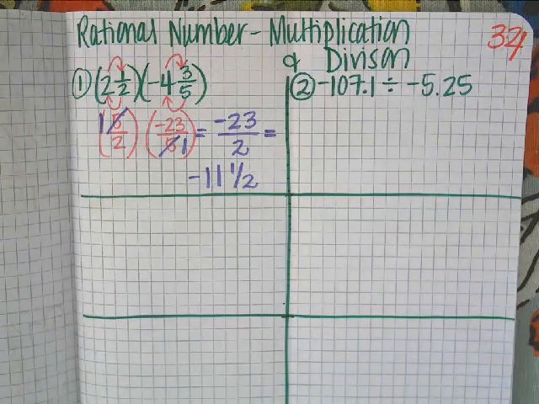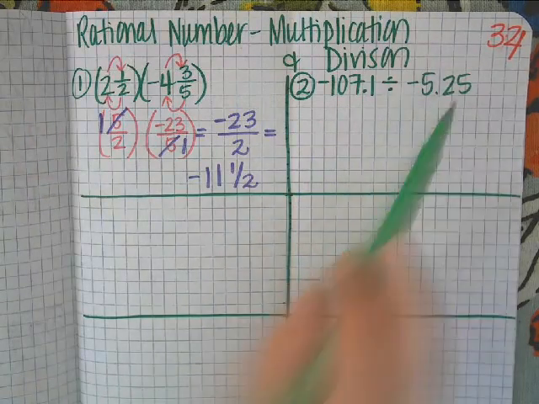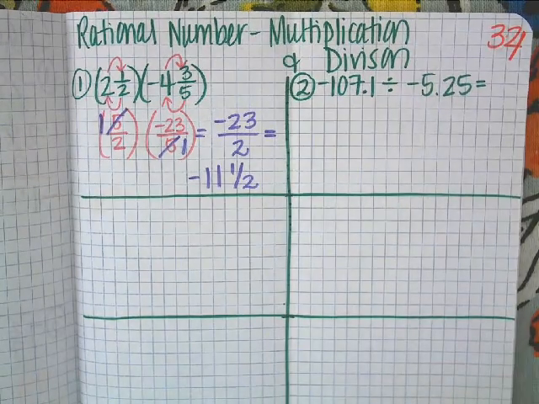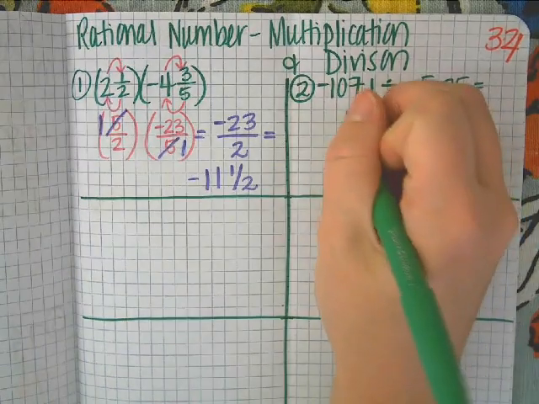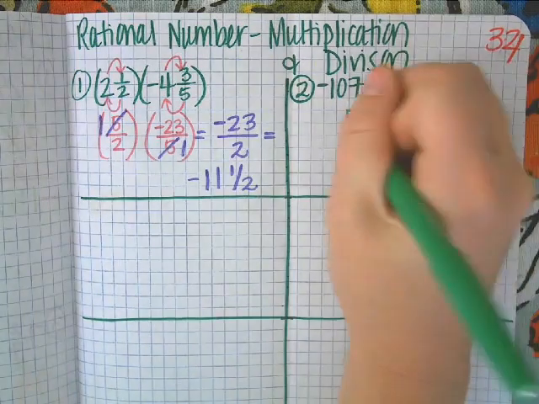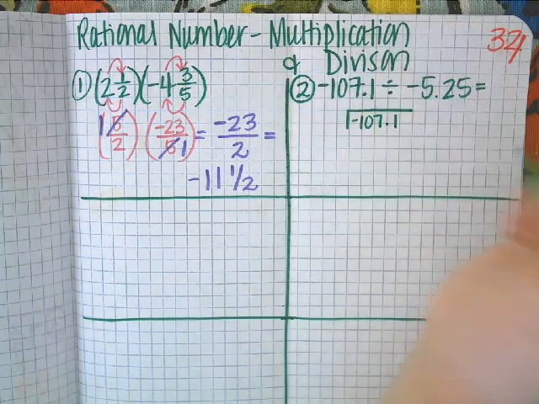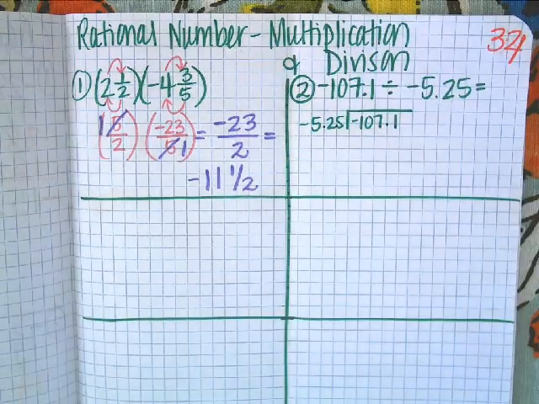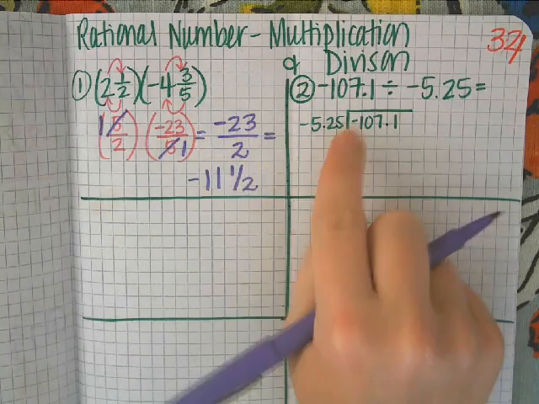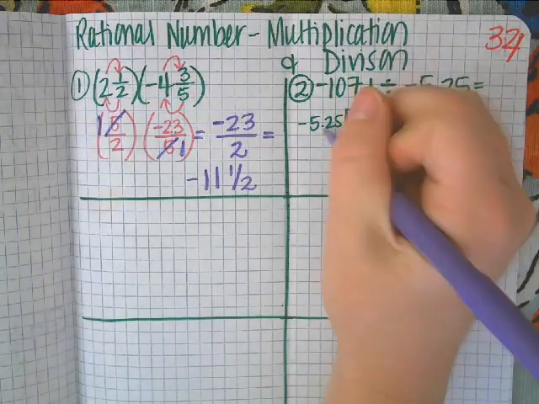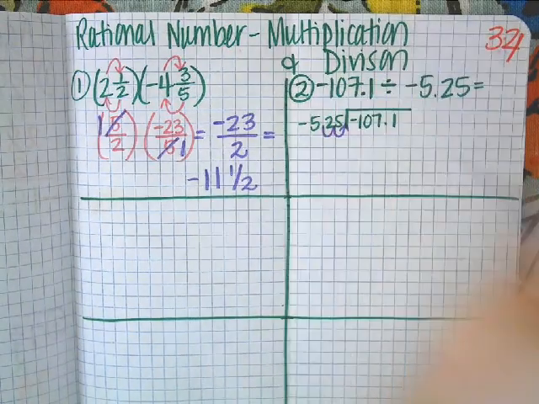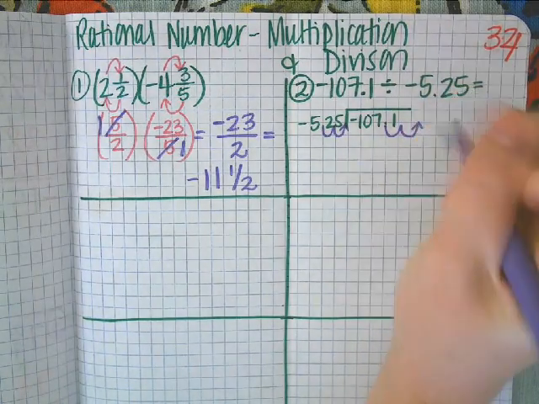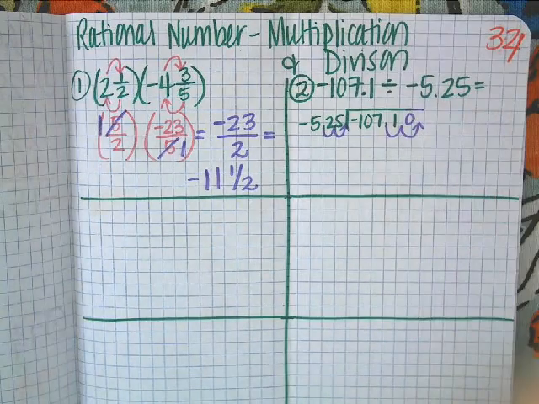In question number 2, we have a negative divided by a negative. Well, we know that when a negative is divided by a negative, our answer is going to be positive. For the number that goes on the inside, it's going to be our first number, -107.1, being divided by -5.25. We're going to implement the same division rules that we normally would. We don't ever divide by a decimal. We move the decimal over until it's a whole number. If I do it on the outside, I have to also do it on the inside. I'm going to put a 0 here as a placeholder.